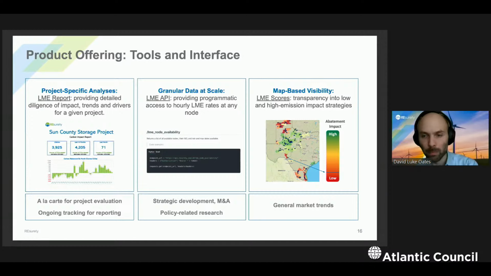The third means of delivery that we're still working on, I should have noted that here, is through Remap. So we're going to be serving the LME data through our existing map-based tool, so customers can use that in a similar way to how they use prices. So that's how we're offering this data.